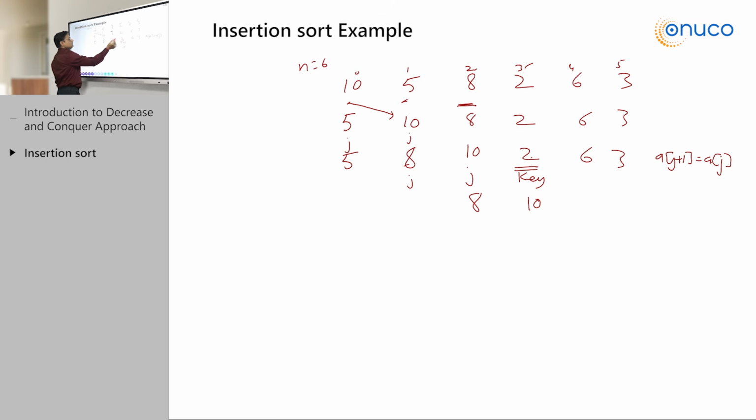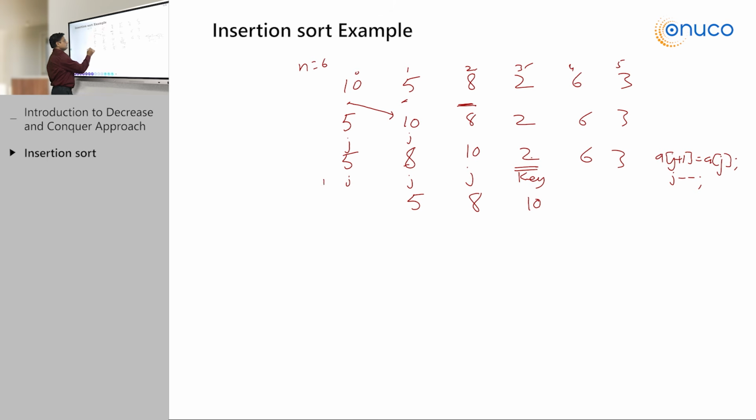Now we are going to compare 5 and 2. 5 is greater. Hence, here is j, j plus 1, 0 plus 1 is 1, and 5 is stored here. Right? So we are assigning these values and decreasing the j value. So this will repeat again and again.